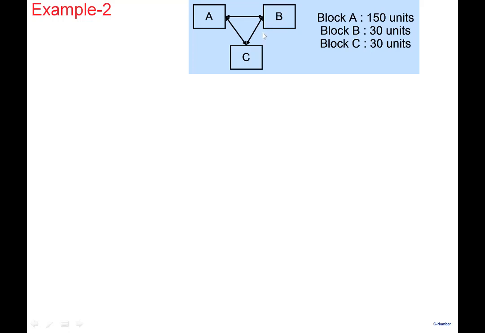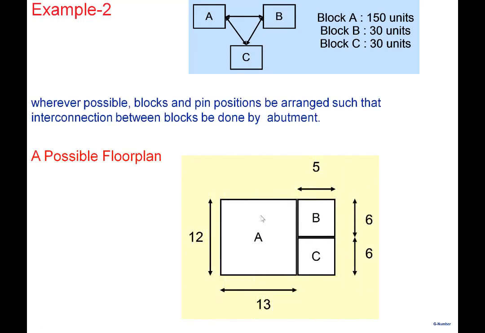So note that I could potentially do something like this here. I could arrange A with its aspect ratio as 13 by 12, approximately 150. C I could make 6 by 5 and B I could make 6 by 5, and I could arrange them in this particular manner. All the interconnections between B and A, we will decide the pin positions and all that here, and similarly whatever are over here. Similarly, the interconnection between B and C would be all here and between C and A over here. So we could potentially try and create a layout like this.